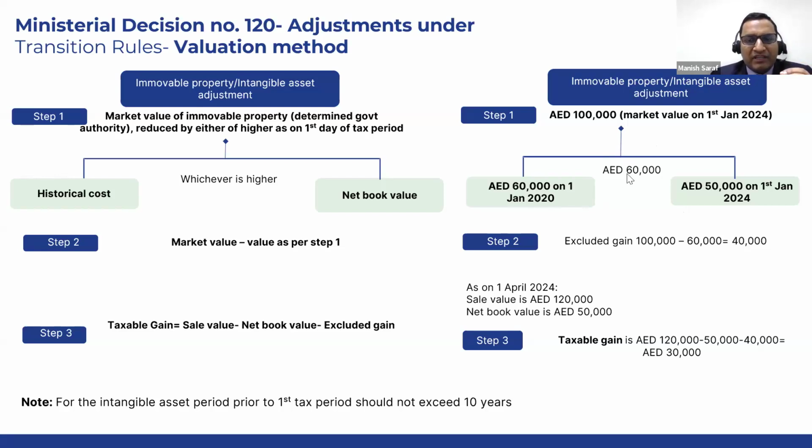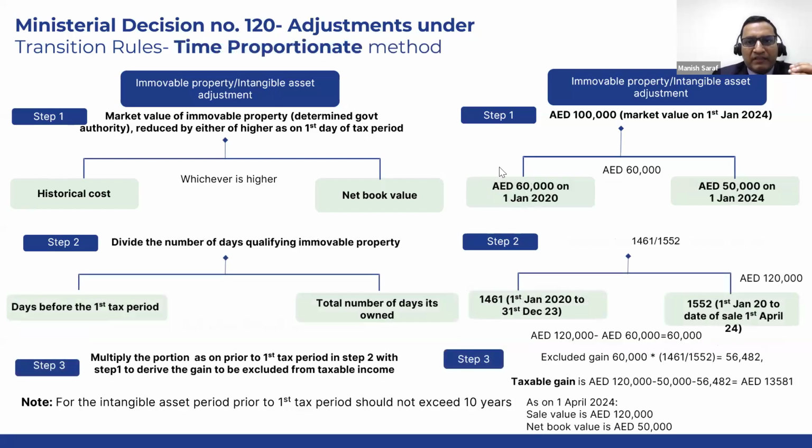So the market value is 100,000. The gain which has to be excluded is 100,000 minus 60,000, so the 40,000 gain is the amount which will be excluded when you sell it in a future period. Now, suppose you sell it on 1st April 2024, and the sale value was 120,000, and the net book value as on 1st April 2024 is 50,000. The gain you would have recorded in your accounting income is 120,000 minus 50,000, that is 70,000. But you have to exclude the gain prior to the first tax period, which is 40,000. So 120,000 minus 50,000 minus 40,000: the gain which will be taxable in this year is 30,000, excluding the gain prior to the first tax period.